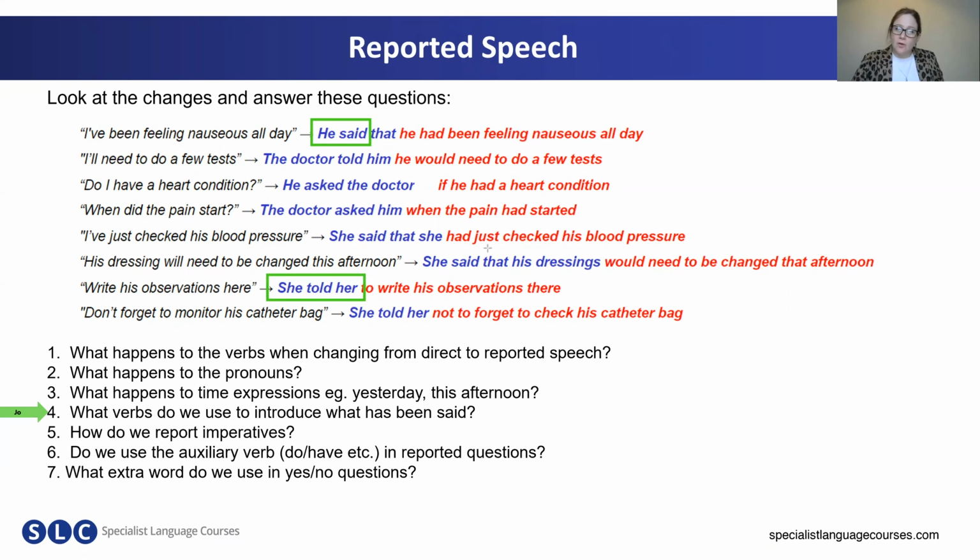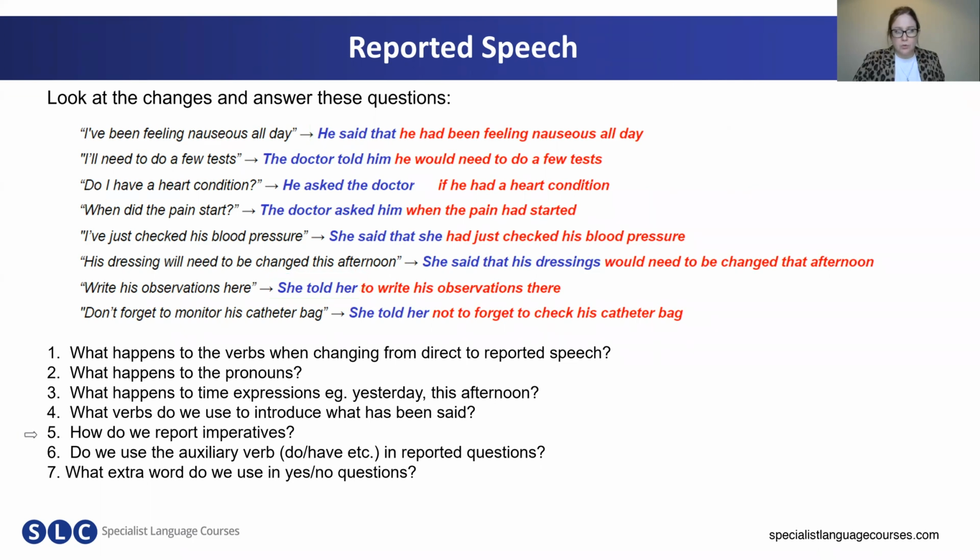There are other verbs you can use, for example, explain, deny, for example. He denied that he had forgotten to take his medication, and a few other ones that you might use in the OET writing.